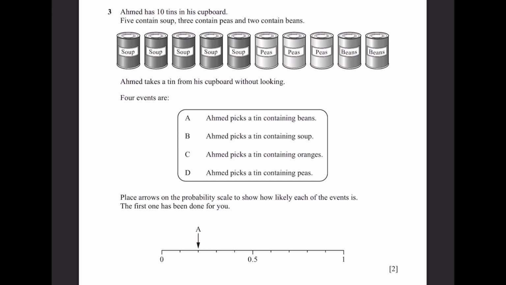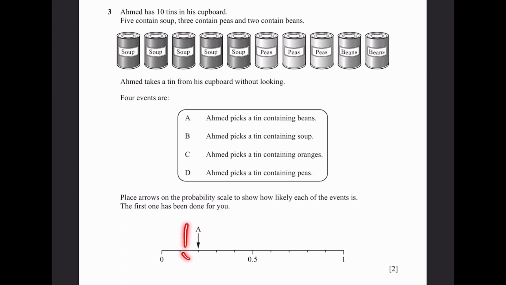Ahmed has 10 tins in his cupboard. 5 contain soup, 3 contain peas, and 2 contain beans. Ahmed takes a tin from his cupboard without looking. 4 events are: A. Ahmed picks a tin containing beans, B. soup, C. oranges, and D. peas. Place arrows on the probability scale to show how likely each of the events is. First one's been done for you.